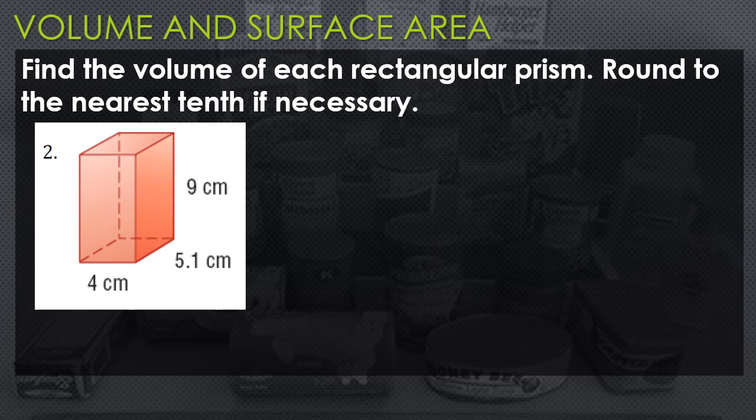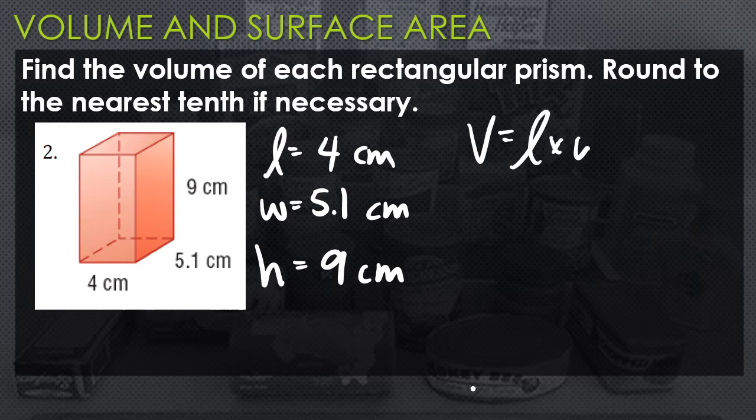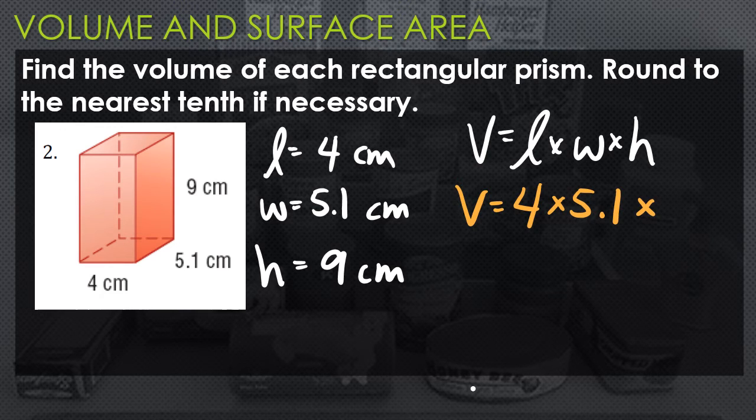Here's a second example. Once again, we're going to label length, width, and height. Our length is going to be 4, our width is going to be 5.1. Make sure I add my label on those, centimeters. We're dealing in centimeters here. We're going to write our equation down: volume equals length times width times height. Let's fill in our parts. Length is 4, the width is 5.1, and our height is 9. So this is all centimeters.